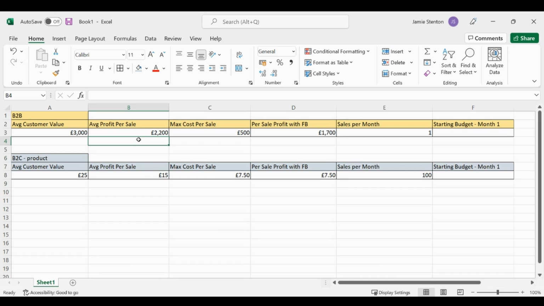So in this case, I've just put £500 in as a maximum and you get £1,700 out as pure profit. You would actually achieve a £3,000 sale, £2,200 profit. Take away your cost of sale on Facebook ads of £500, you're left with £1,700. So if you only need to make one sale a month, then just leave your starting budget at £500.